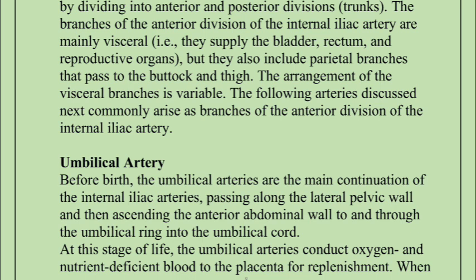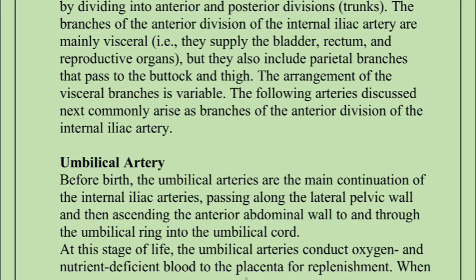The branches of the anterior division of the internal iliac artery are mainly visceral. That is, they supply viscera, that's organs such as the bladder, rectum, and the reproductive organs. But these branches also include parietal branches.